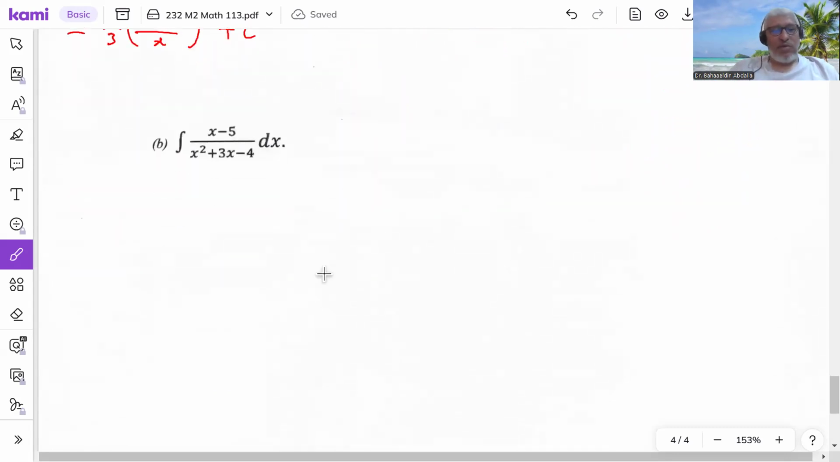The last question, I have a polynomial here and x minus 5. Well, if I take the derivative of x squared plus 3x minus 4, it would be 2x plus 3. And I have here x minus 5. If I multiply by 2, it would be 2x minus 10. So I can take 2x plus 3 and then minus 7 over this, I have to use fraction decomposition.